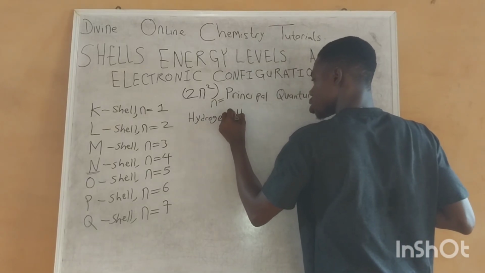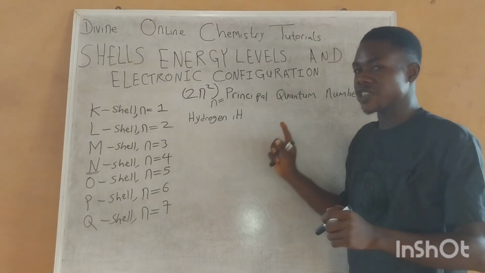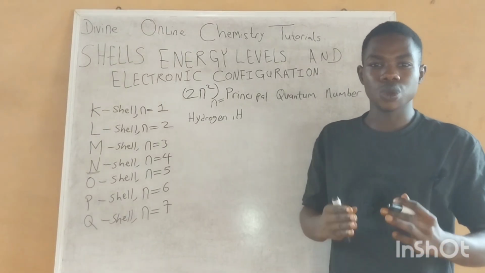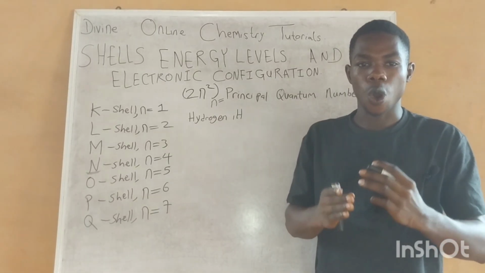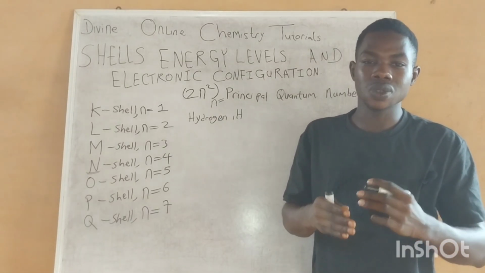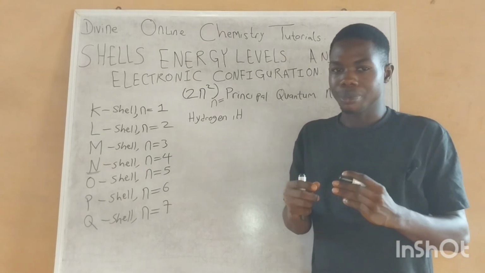Hydrogen. Now, please take note that the atomic number for hydrogen is 1. And what is atomic number? Atomic number refers to the number of protons in one atom of an element. And please take note that atomic number is also known as proton number.